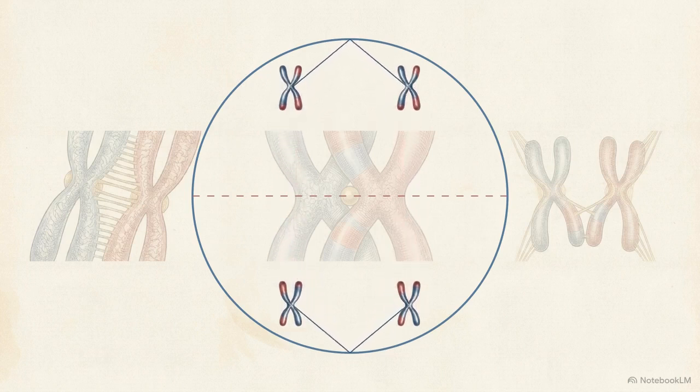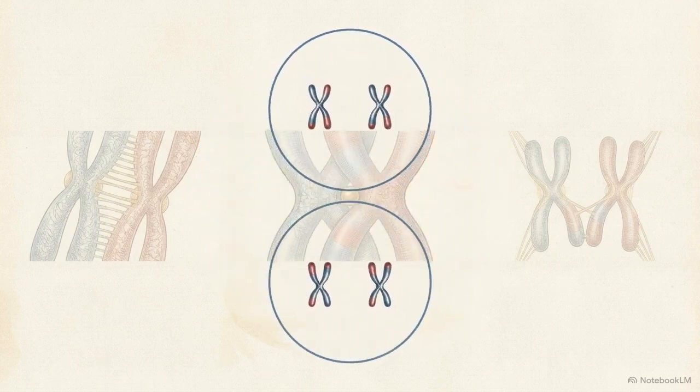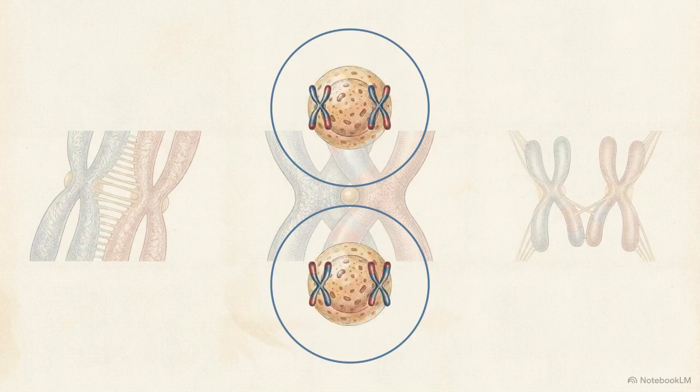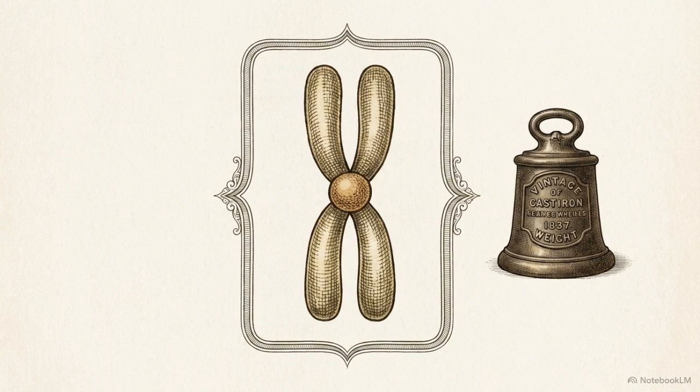During anaphase 1, spindle fibers pull back, separating whole chromosomes to opposite poles. Sister chromatids stay attached at their centromeres. We now have two cells with half the normal chromosome count. They are haploid. But remember that X shape? Each chromosome still carries double the DNA mass.